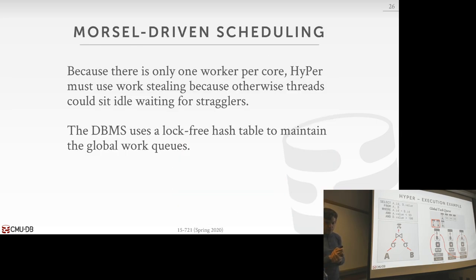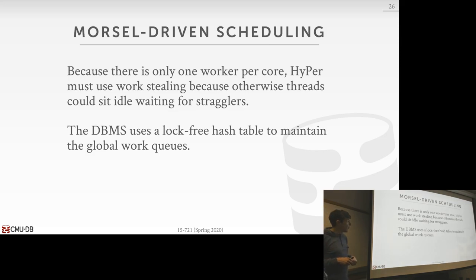Okay. So again, because they only have one worker per core, Hyper has to use work stealing, because otherwise they have threads waiting for stragglers. And as we already said, they use a lock-free hash table to maintain global work queues. That means the overhead of grabbing things from the work queue is not that significant relative to the actual cost of processing the morsel.